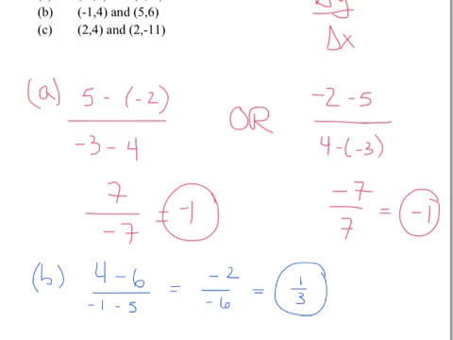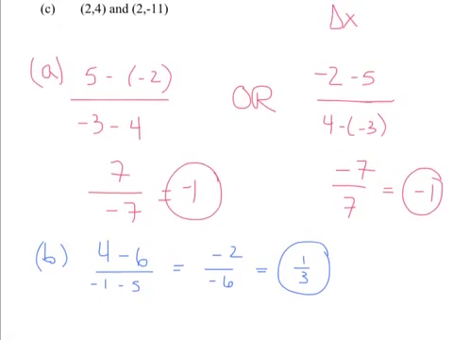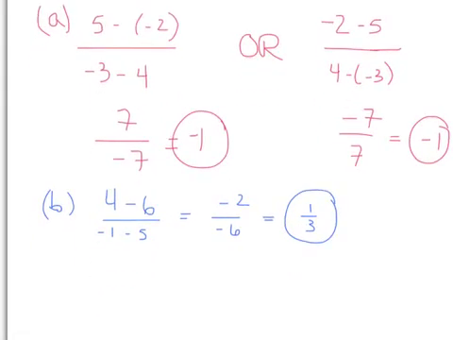If you did it the other way, you would get positive 2 over positive 6, which is still indeed 1/3. Okay, which is still 1/3. Check your answer for part B, please. Make sure that makes sense.